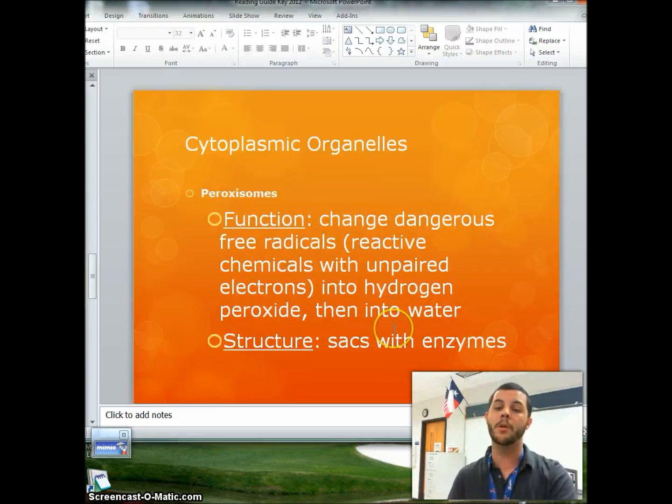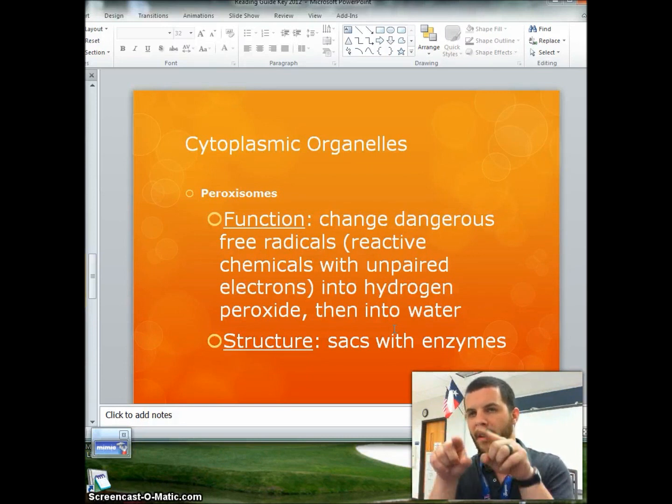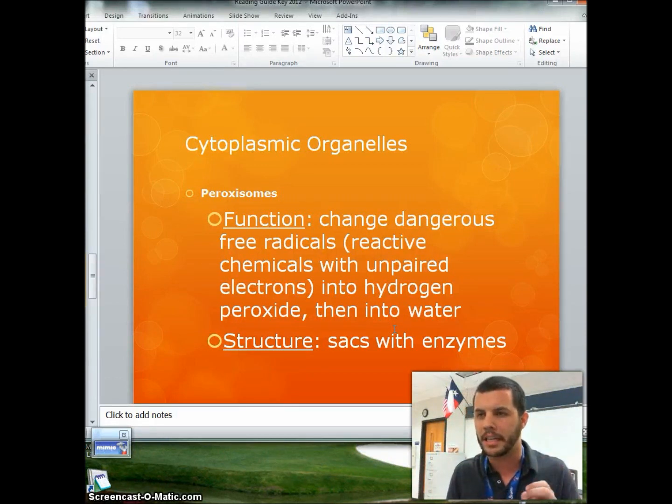Okay, peroxisomes. These are very similar to lysosomes. Okay, the only difference is that all peroxisomes are going to do is they're going to change dangerous free radicals into hydrogen peroxide and then into water. Okay, free radicals, long story short, basically it is a substance that instead of having a pair of electrons, it only has one electron, and that one electron makes things get kind of crazy in the world of chemistry.